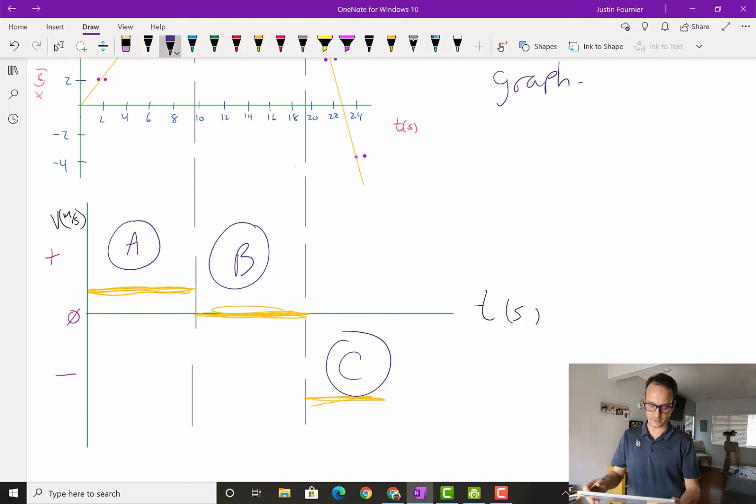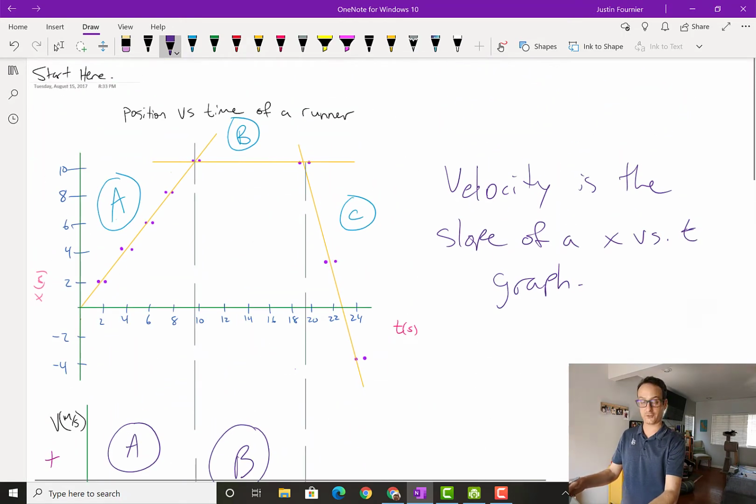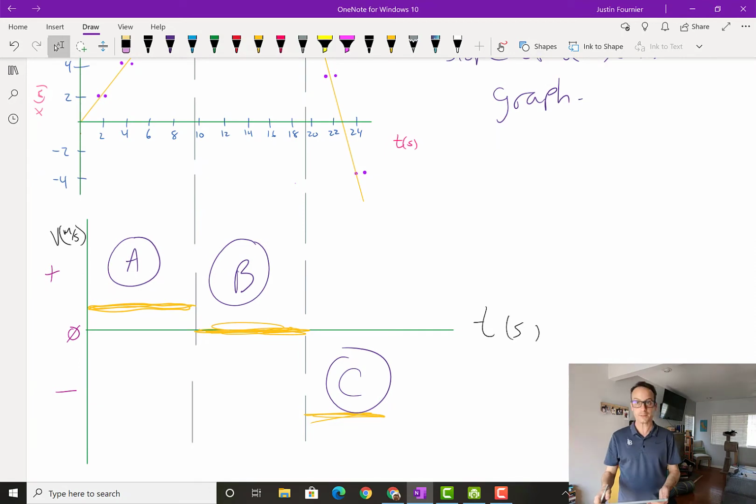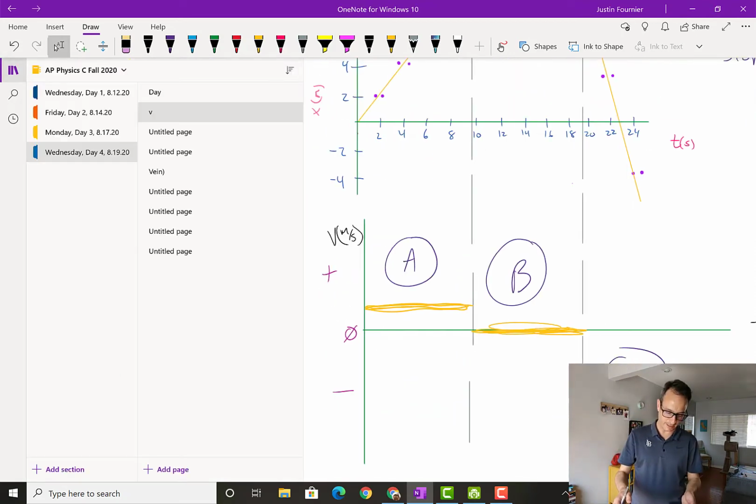And there's my translation of my position versus time graph into a velocity versus time graph. So you should be able to do that homework question now. All right, moving right along.